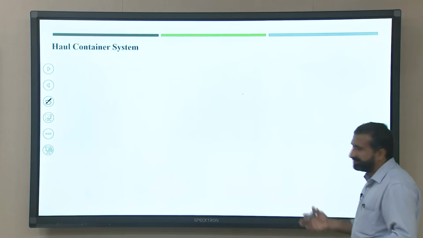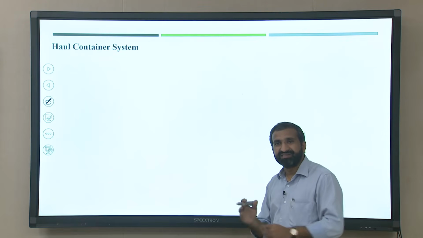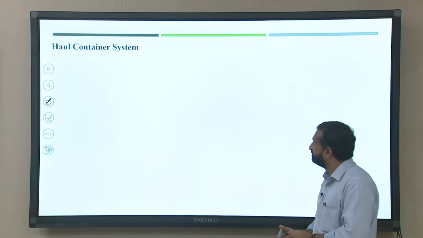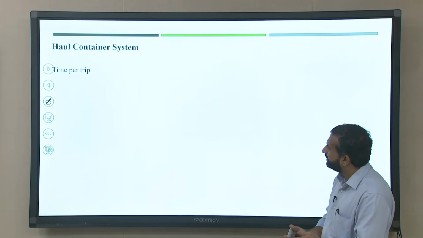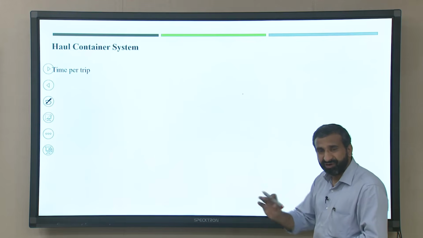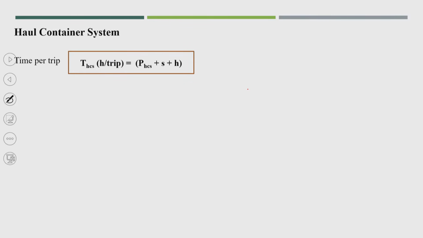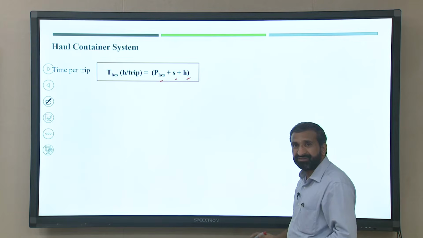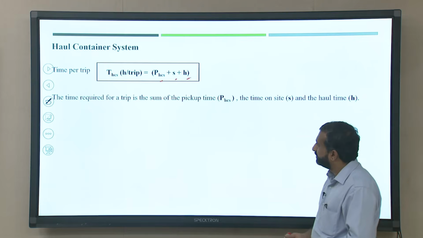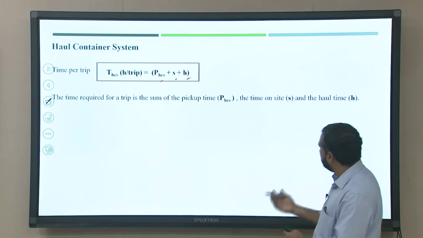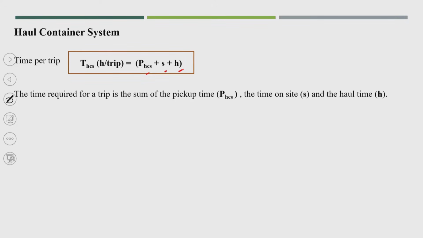Now, we will go to some equations for the design of a hauled container system. The first is the time per trip. For one trip, or for one location, how much time is required? That is normally the sum of the pickup time, the at-site time, and the haul time. That is the total time per trip. The time required for a trip is the sum of pickup time, at-site time, and haul time.